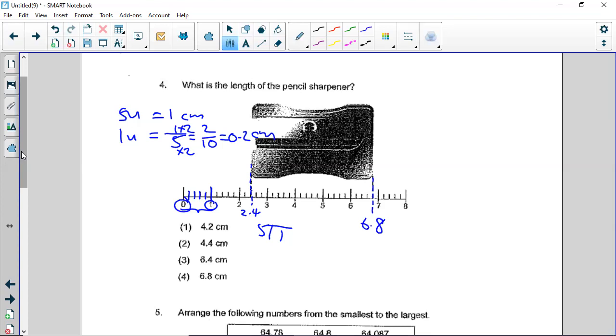You take 6.8 and then you minus 2.4. Lesson here, don't do mental sum because it's very dangerous. You should do working so that you don't make any careless mistake. So how long is the pencil sharpener? Answer number 2.